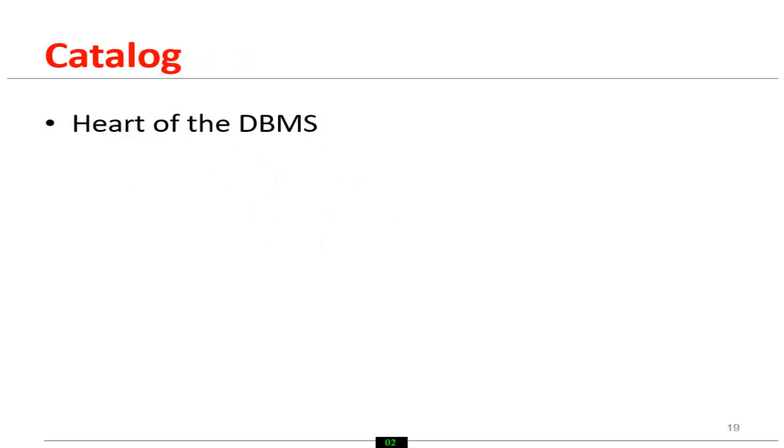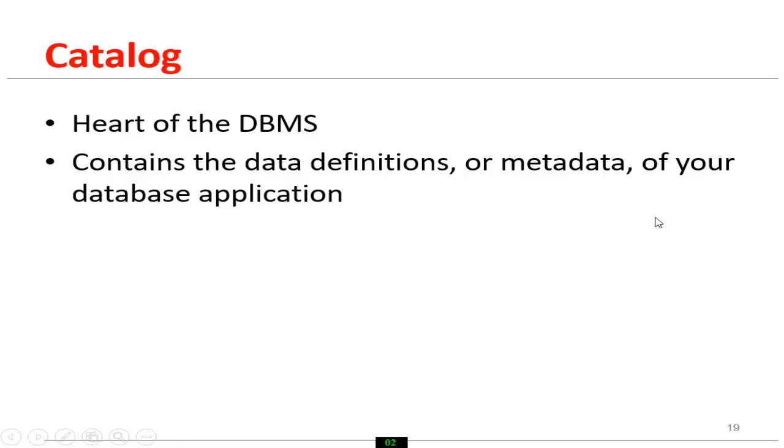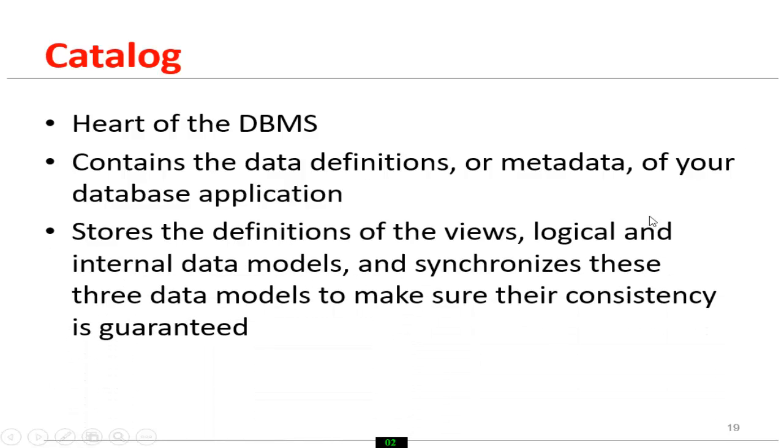Catalog, another element of a database system. Catalog is the heart of the DBMS. It contains the data definitions, or metadata, of your database application. It stores the definitions of the views, logical and internal data models, and synchronizes these three data models to make sure their consistency is guaranteed.